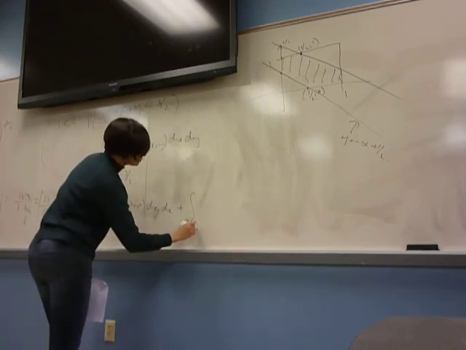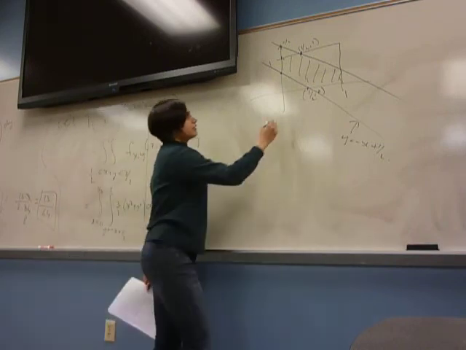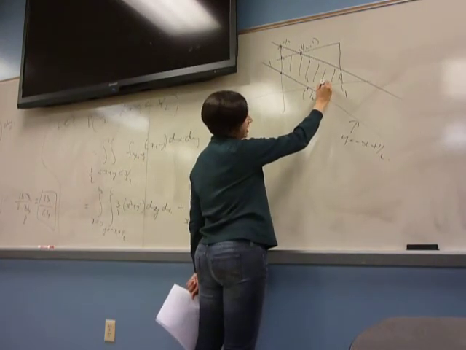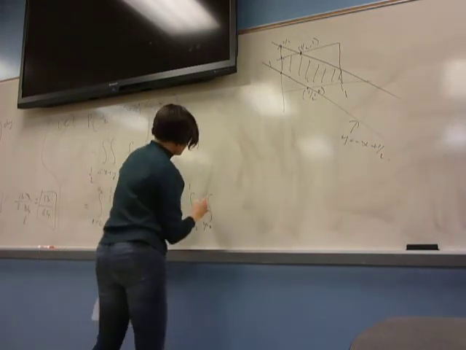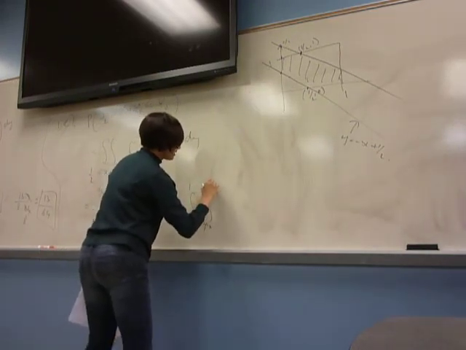And then as x goes from 1/2 to 1, your y goes from y equals 0 to the top line, which is negative x plus 3/2.